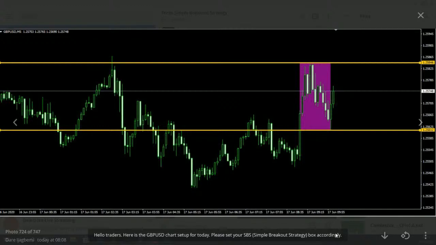Why do I do that? I'm doing that not because I want you to trade GBP USD. No, I'm doing that because I want to show you where the box must be. And see, when I post this chart, that is exactly when the box was formed. That was 9 to 10, that's 7 to 8 UK time.